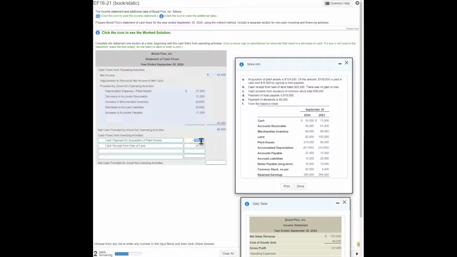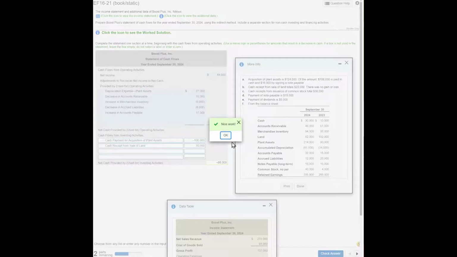So we can take 108,000 and combine that with 20. So 20 minus 108,000 gives us negative, don't forget your negative, minus 88,000. So for investing activities, we have a cash outflow, in other words, negative. We're using cash to invest. Mostly it's acquiring plant assets. So we can check our answer.